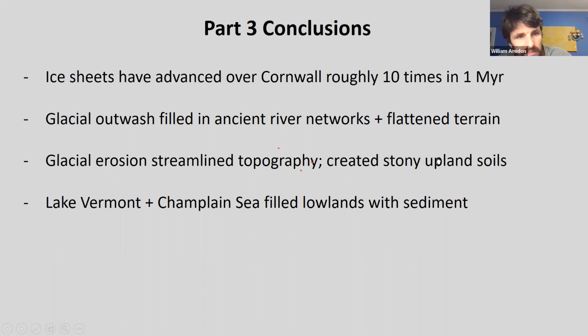Things like stony upland soils and more clay-rich lowland soils. Lake Vermont and the Champlain Sea has filled those lowlands with sediment, giving us clay and silt-rich soils in our lowlands. And if you ever talk to farmers way out in Panton and Addison, they were even deeper under the Champlain Sea. And that's where you find the thickest clay soils in the Champlain Valley. So our soils are nothing compared to the clay they have out there in the deeper parts of the Champlain Sea.